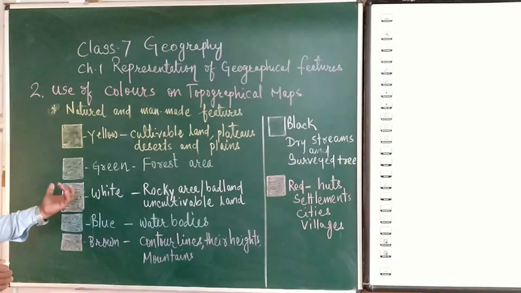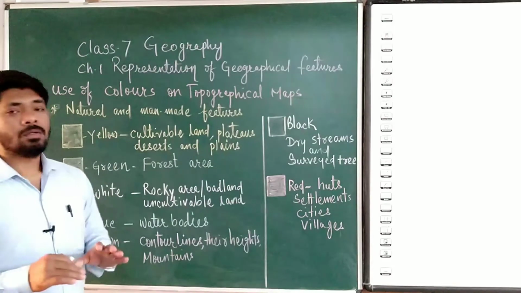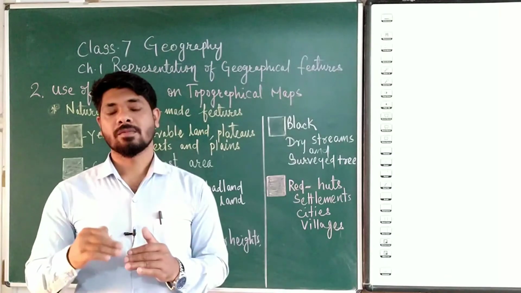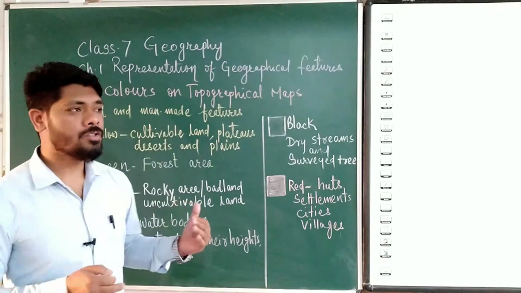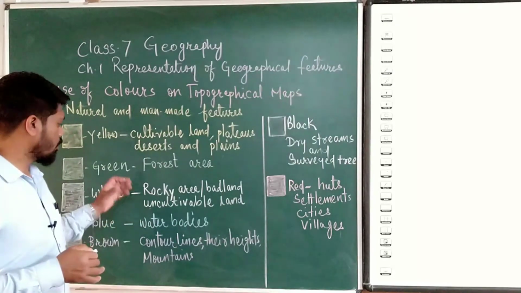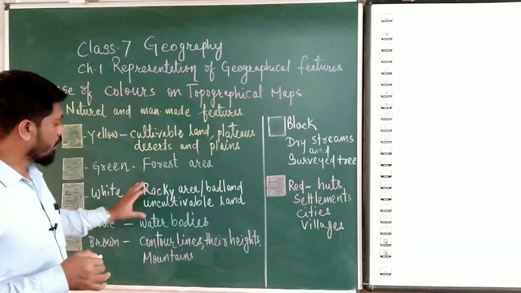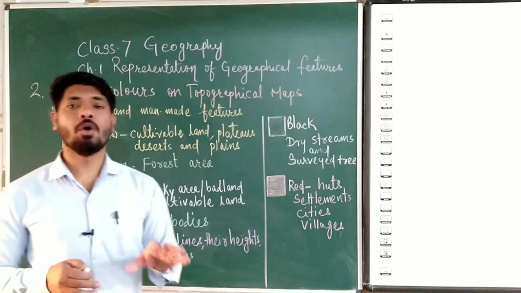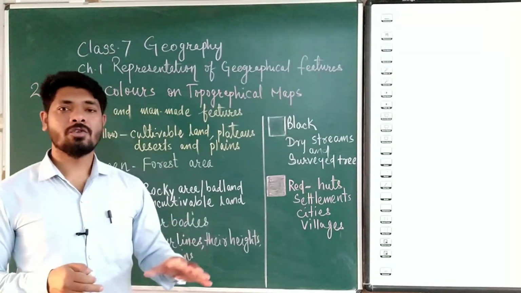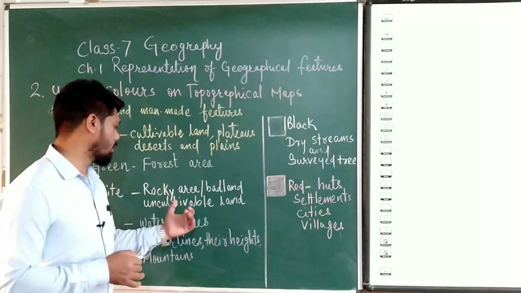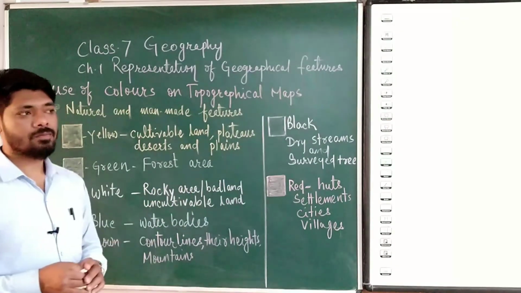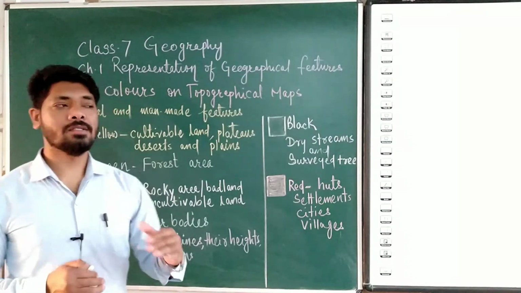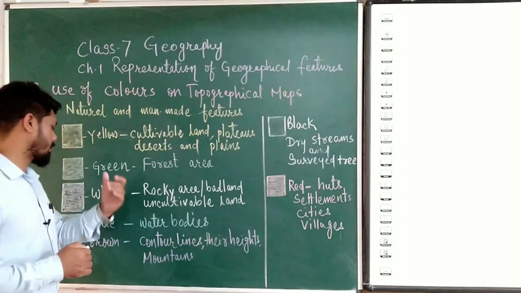Then there is another color, white. The white patches will be drawn on the topographical map randomly, and these white patches will tell about the rocky area or badland area, where rocks and boulders are present. Hence, that region, that area is not cultivable. It is uncultivable land. Farming or agriculture is not possible. Due to that, it is shaded with white color.